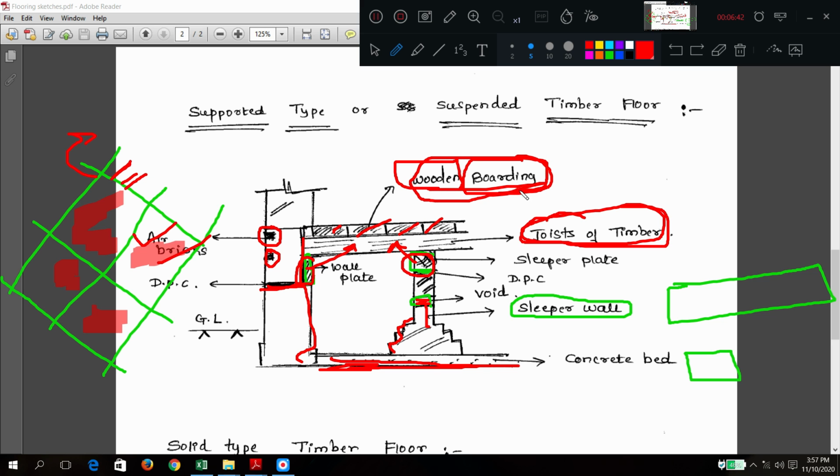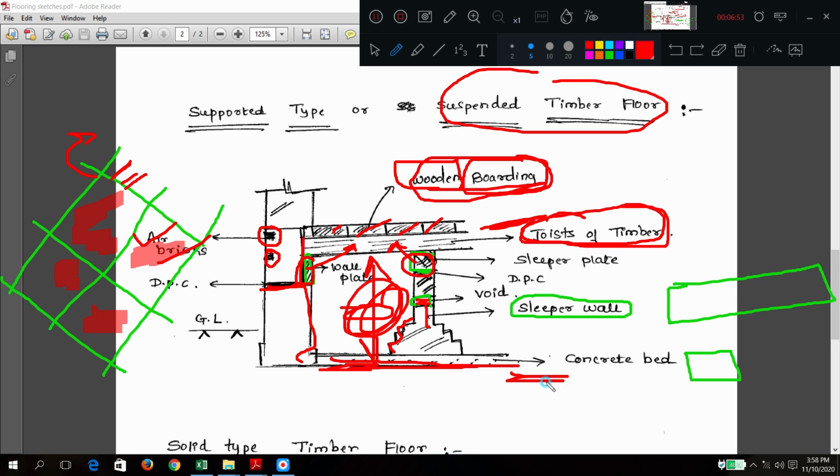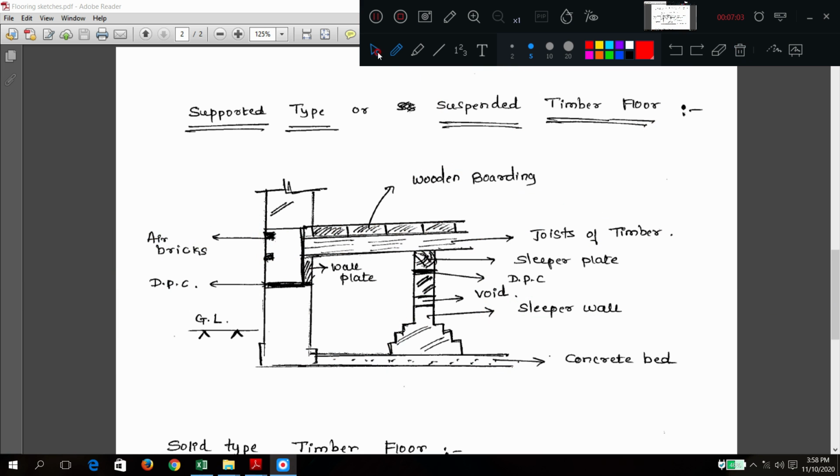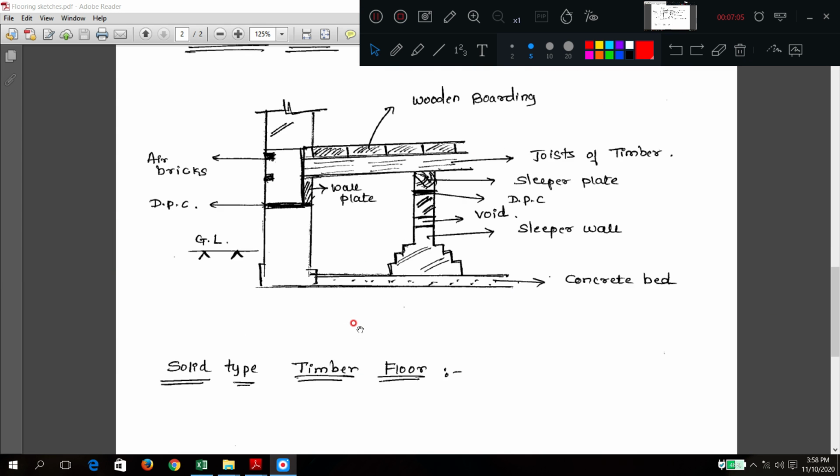So this comprises suspended timber floor. So there is no contact, so this much gap is there. Flooring is at this level, ground is at this level, there is a gap. So we have provided what? Air bricks for the movement of air. So this is a typical suspended type. Okay. I hope it is clear now.